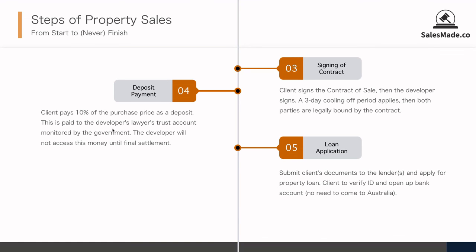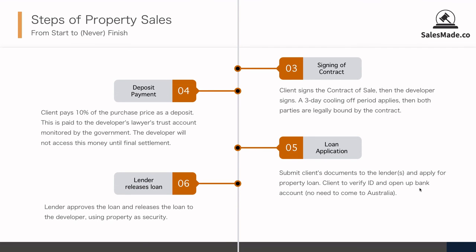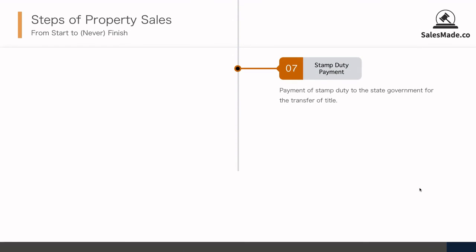Okay, so in this case, the client can verify the ID and open up a bank account. There are different banks in Australia that you can use to open up a bank account without physically coming to Australia. Then if you're successful with the loan application, the lender will approve the loan and release the loan to the developer on behalf of the buyer, using the property as the security. In that case, we'll be basically ready to settle.